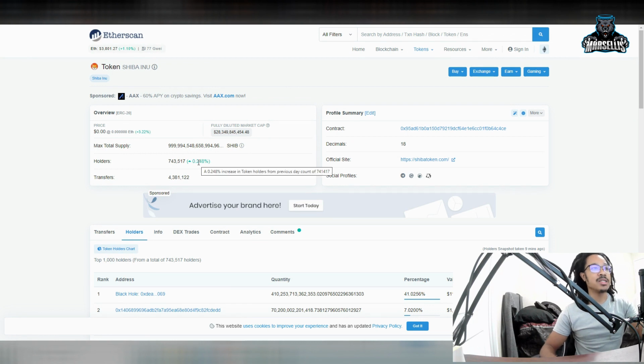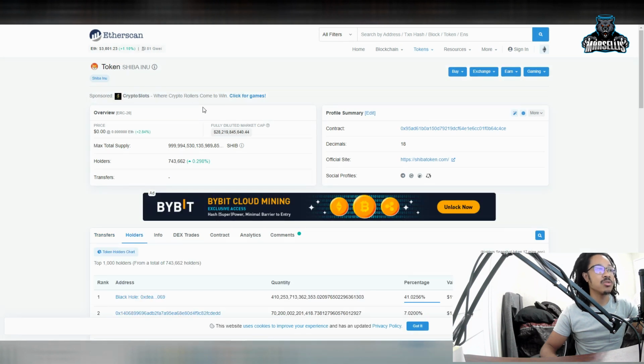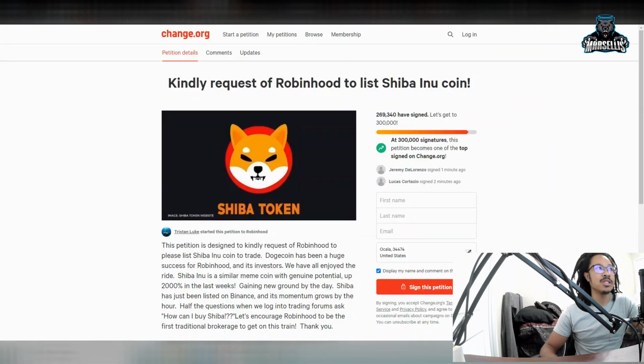Yesterday, we actually had 741,417 holders in Shiba Inu, and today we're at 743,517 inside Shiba Inu. So that's actually pretty big right there. Hit the refresh button, and now we have, whenever that will load up, we have 743,662. So even within the last few minutes of us making this video, about 100 people just invested in Shiba Inu.